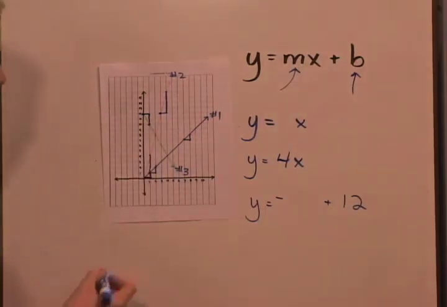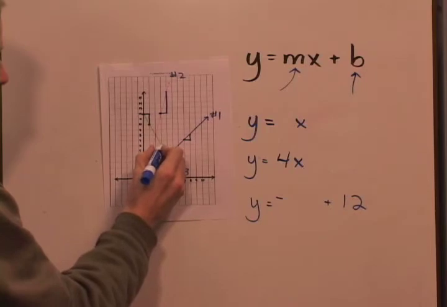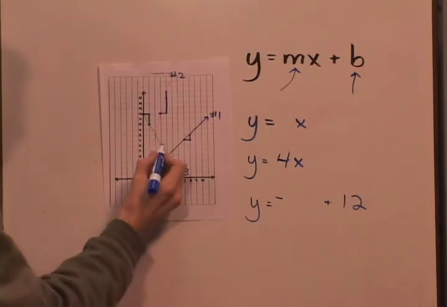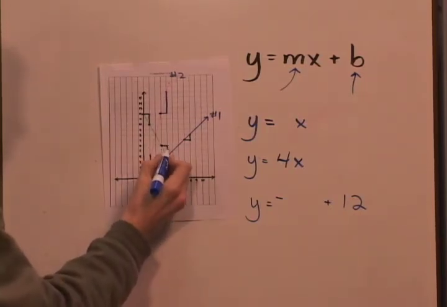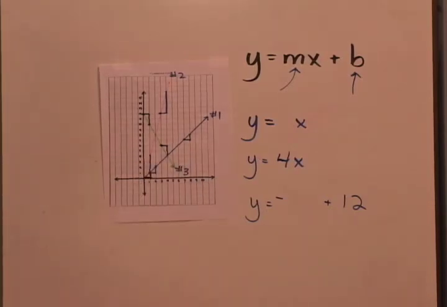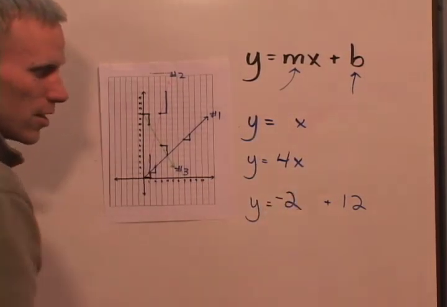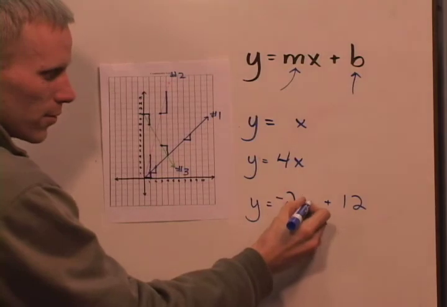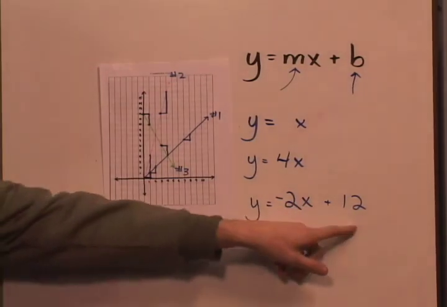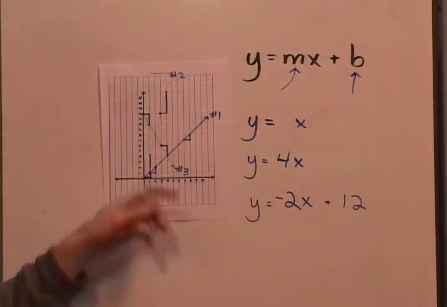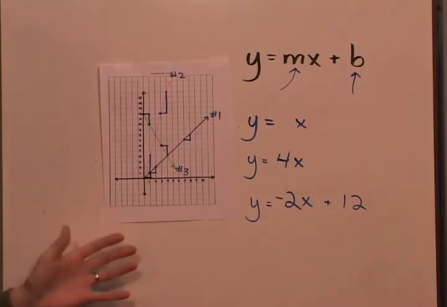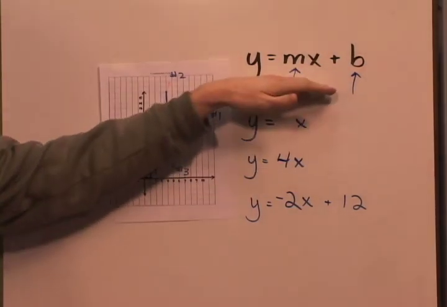Let's check another spot just to make sure. All right, I'm going to increase my x value by 1. My y value, sure enough, goes down 2. So our rate of change is negative 2 for every single x value plus the 12, which was our starting point. This is how we would take our graphs and convert them into our linear functions.